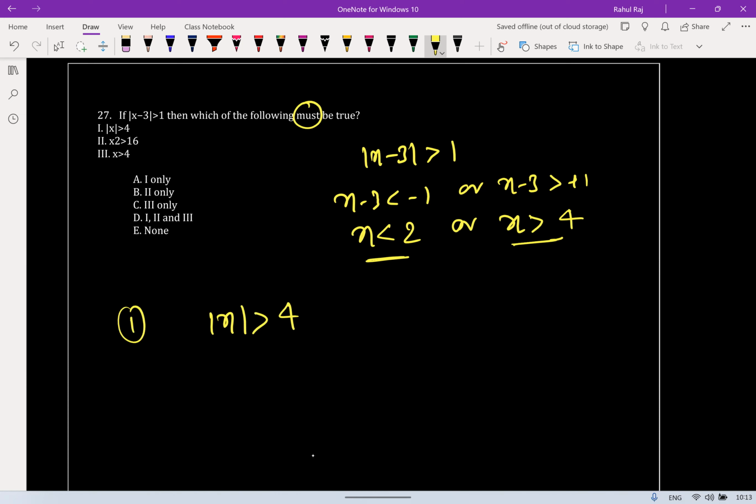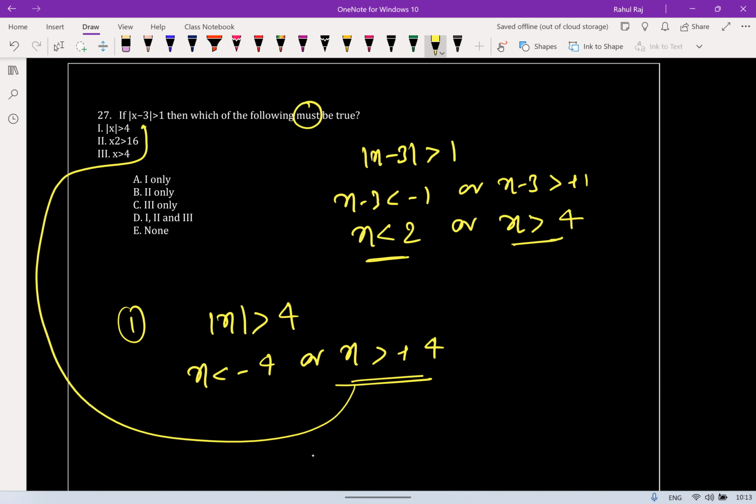x greater than 4, right? So it means x is either less than negative 4 or x is greater than positive 4. So that's not absolutely true, because if you take x greater than positive 4, this is 100% sufficing. Mod of x minus 3 will be greater than 1, right?